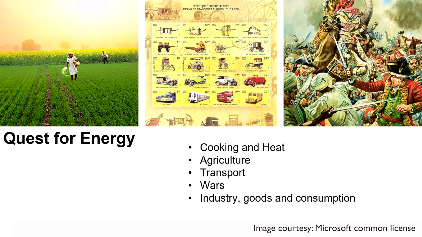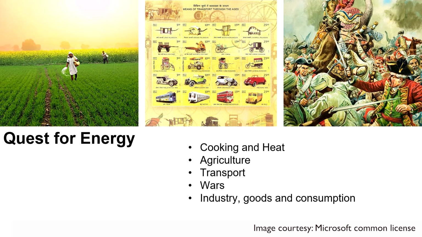So the quest for energy has driven human beings right from the beginning, whether it was for cooking and heat, or agriculture, as you can see in the picture, or for transport, moving us from one place to another, whether using human carts, or animal carts, or cycles, or modern forms of vehicles such as cars or jeeps or trains or aeroplanes. Everything required energy. Wars required energy, because wars required people, animals, and swords and spears. All of this required a supply of energy from some source.